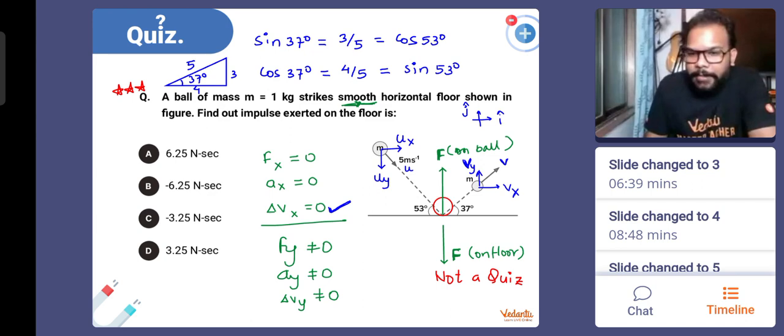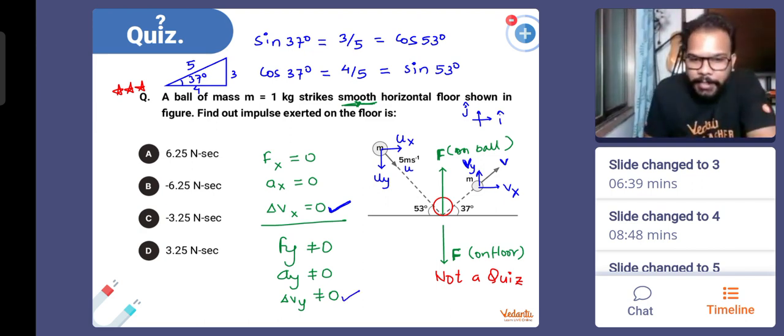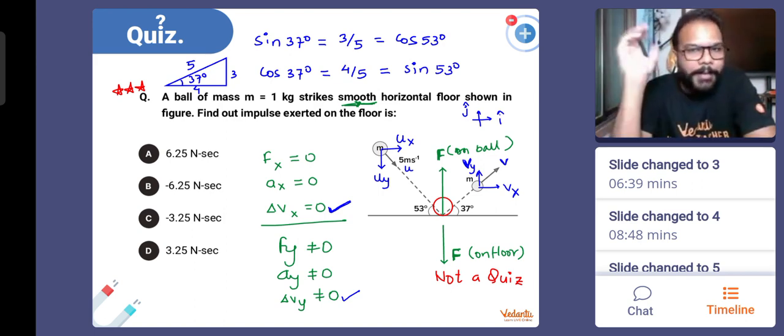But look at Vy. Earlier the velocity was minus j cap. Now the velocity is plus j cap. Do you see the change in direction? That is why the vertical velocity is definitely changing. Delta Vy is definitely non-zero. Did everyone understand? This was the analytical part of the question. We have done nothing mathematical so far in this question, but we have already understood the question here.